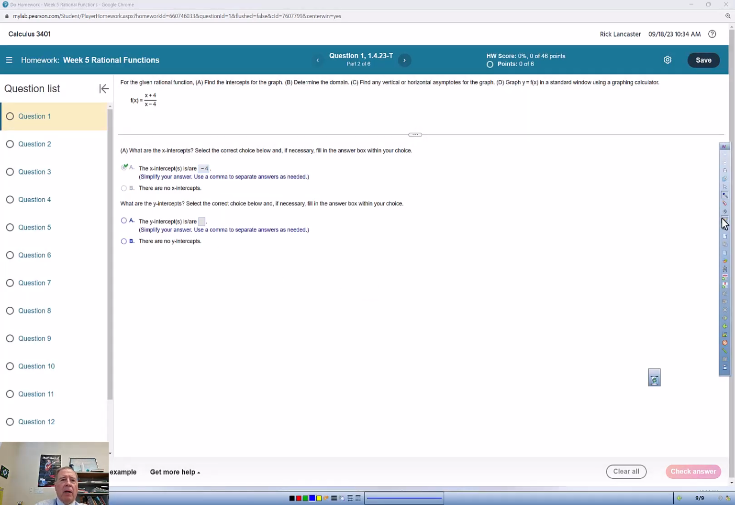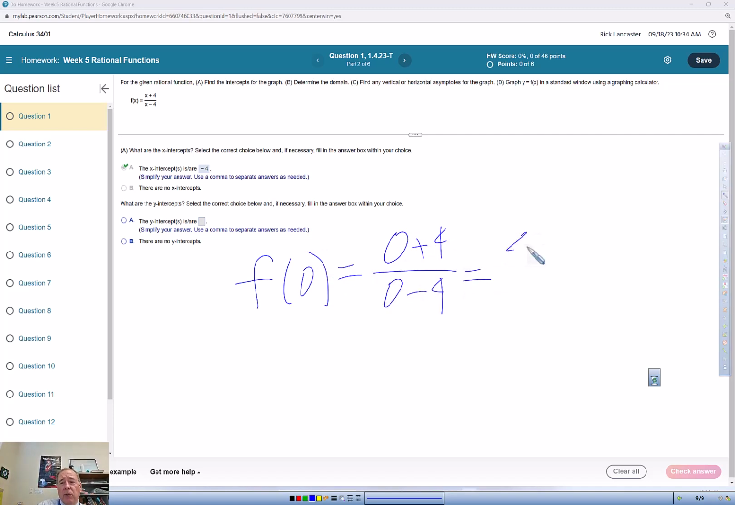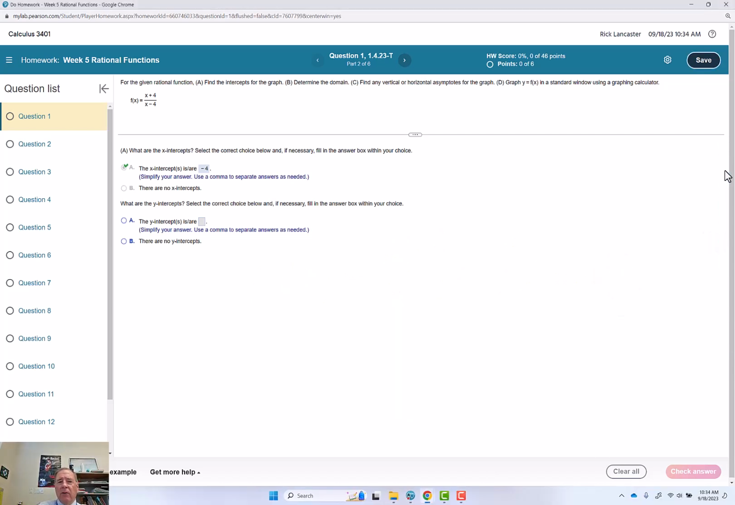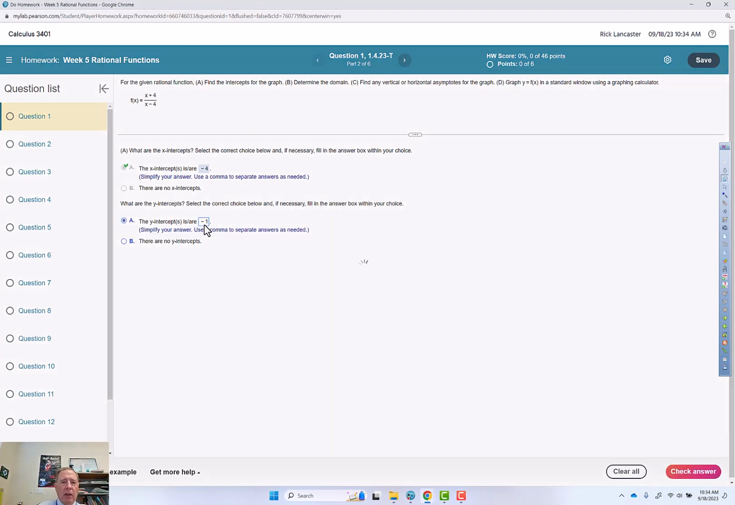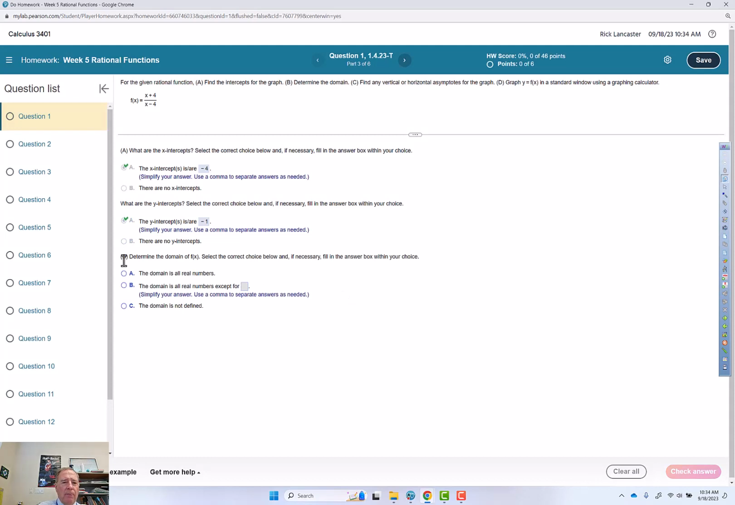What are the y-intercepts? So I'm going to write that out. I'm going to put in f at 0 is 0 plus 4 over 0 minus 4, which is going to be 4 over negative 4, which is negative 1. And here the book just wants the number. It doesn't want the coordinate point. So negative 1, good job.